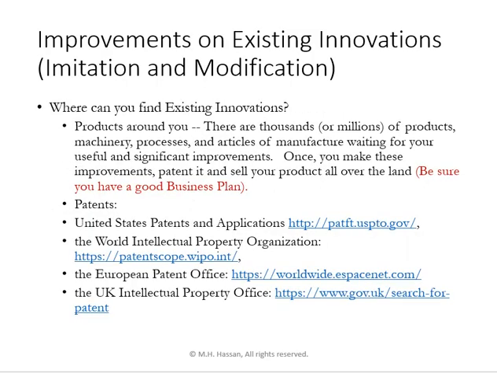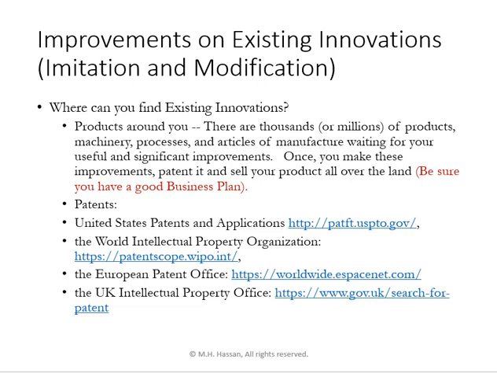Improvements on existing innovations. This was known as imitation and modification. Where can you find existing innovations? Products around you. Go to any store, go to Walmart and look at electrical or mechanical products. There are thousands or even millions on the web of products, machinery, processes, articles of manufacture waiting for your useful and significant improvements. Once you make these improvements, patent them and sell your product all over the land, and be sure you have a good business plan.